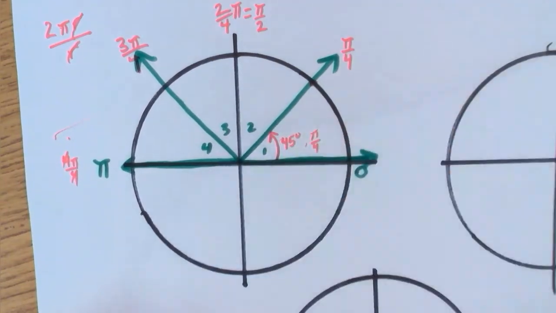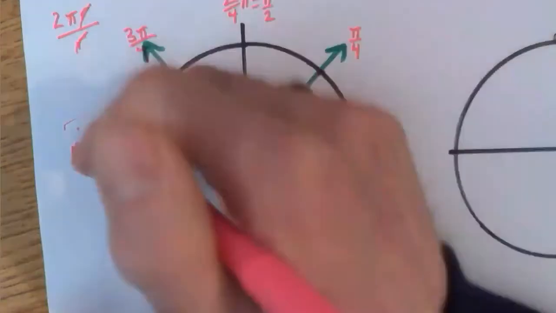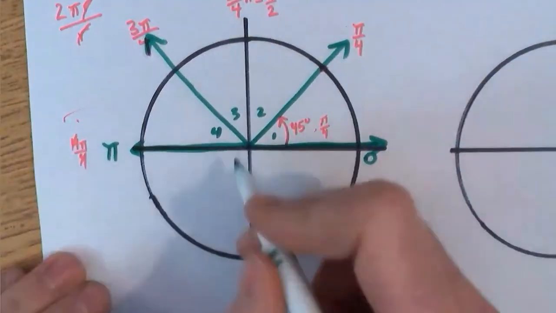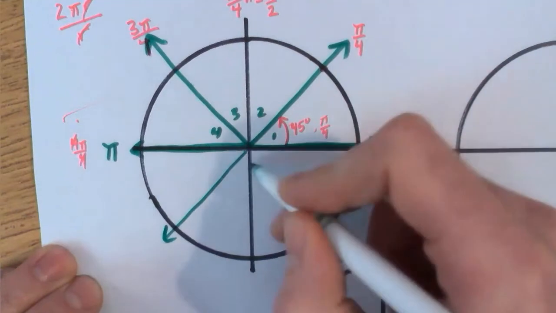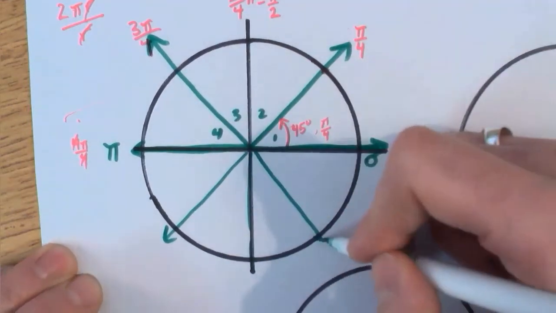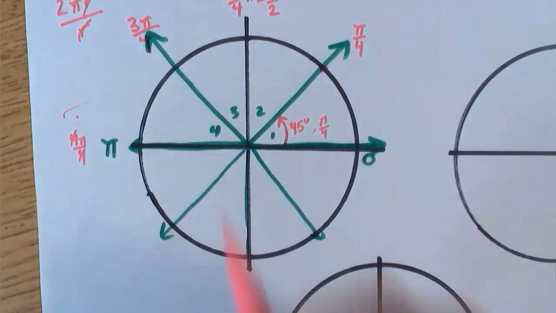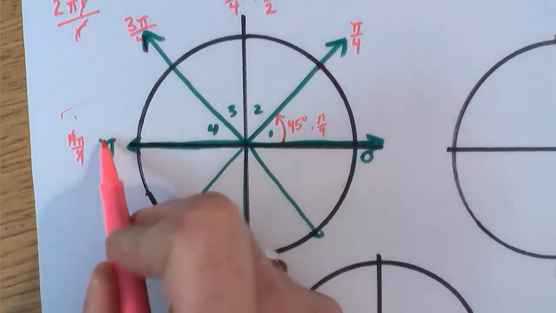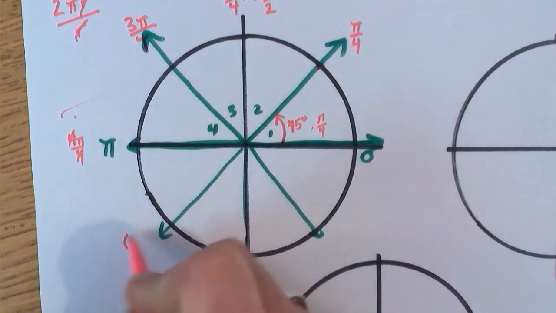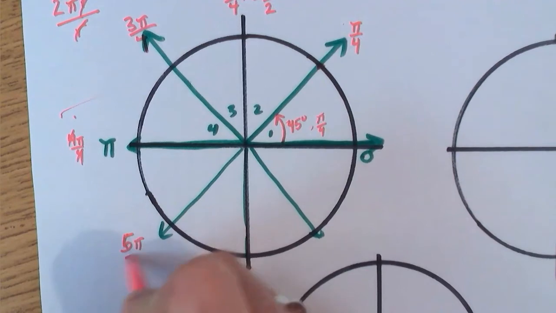One's in radians, one's in degrees. Now we can keep going with this all the way around the circle. If we went out to this one, down here, and down here, all the way around the circle, we would be at 4 pi over 4, right? 6 pi, I'm sorry, I skipped one. 5 pi over 4, right?